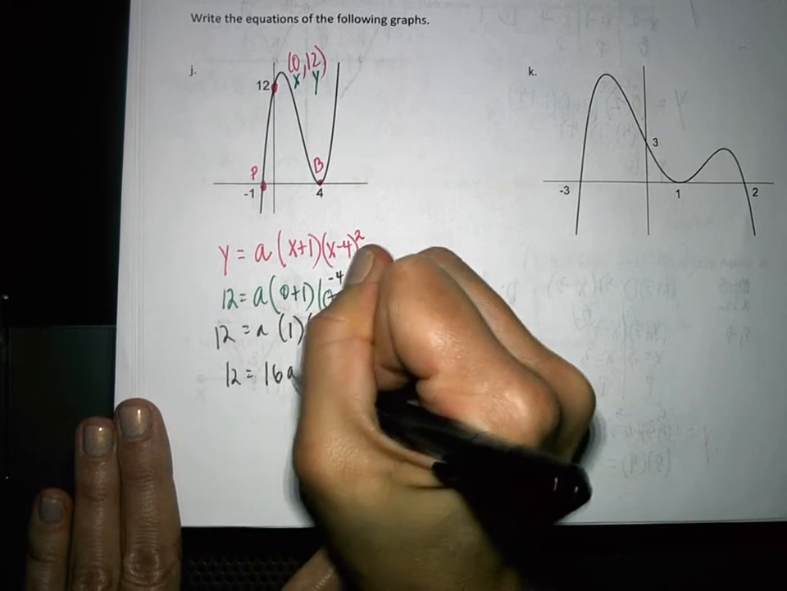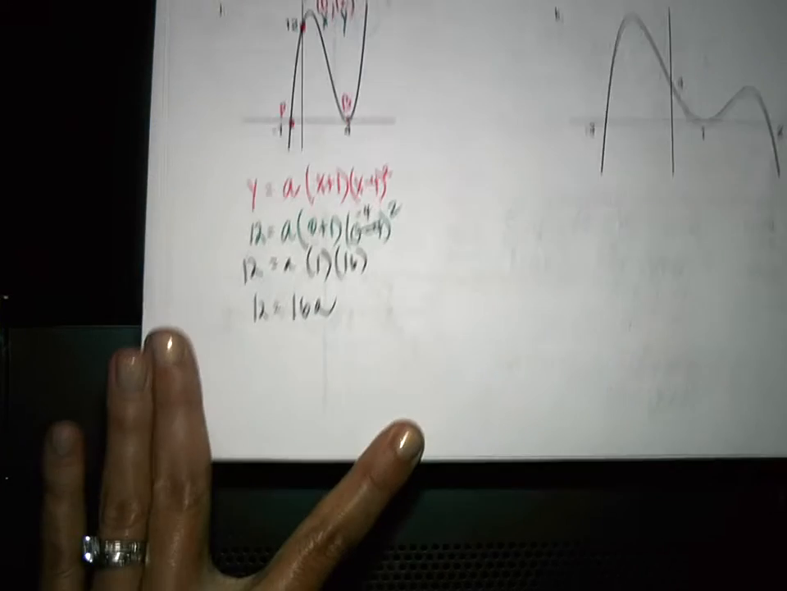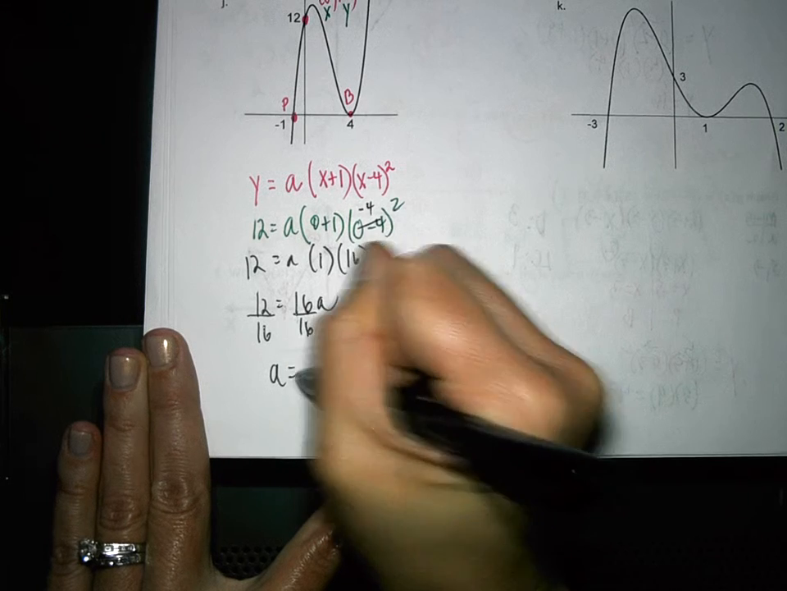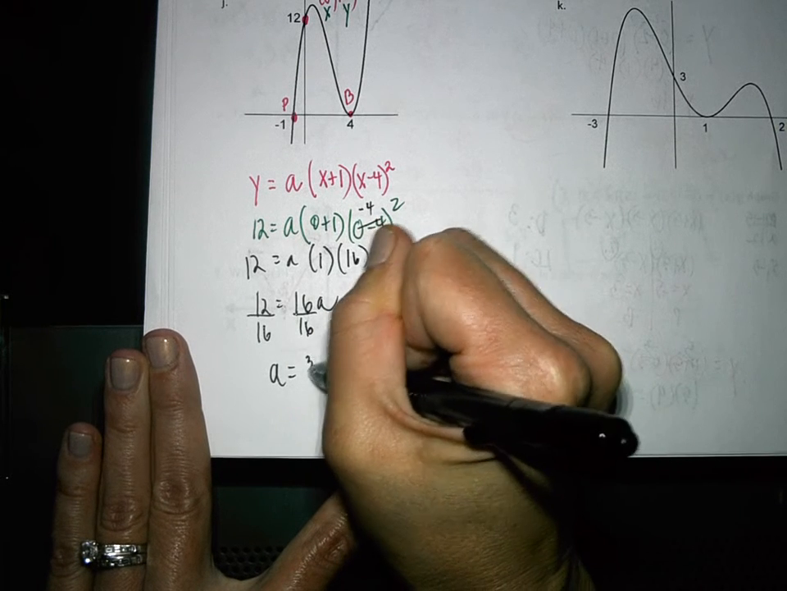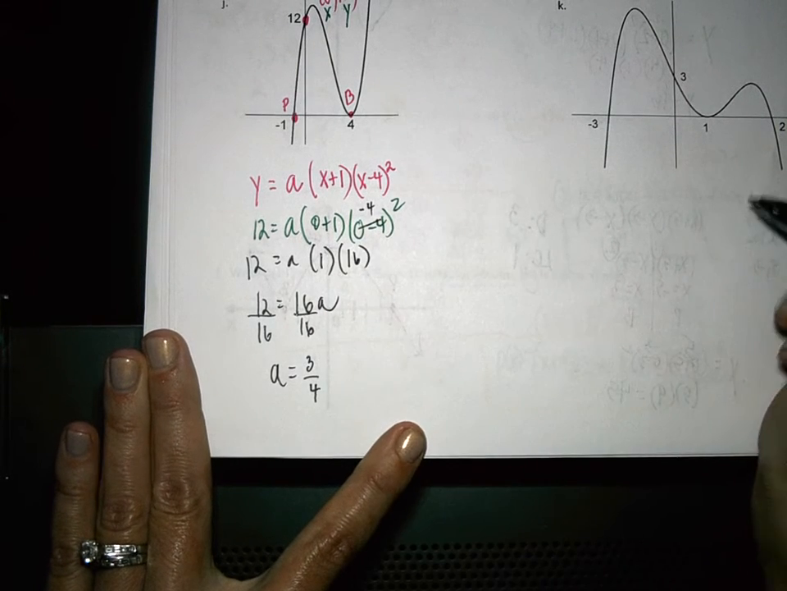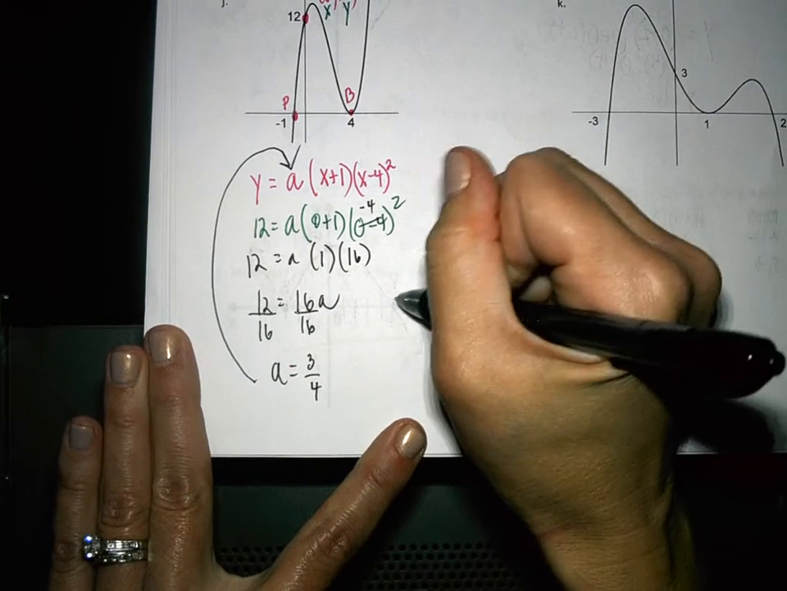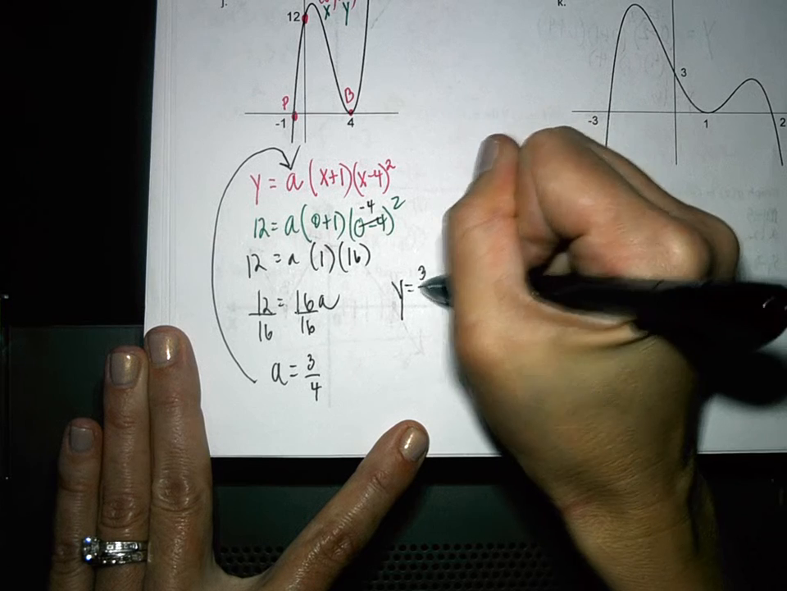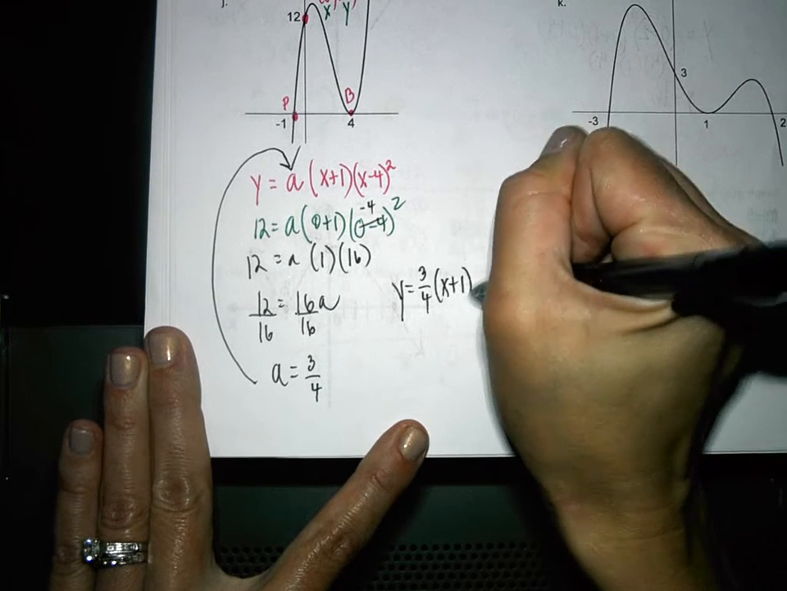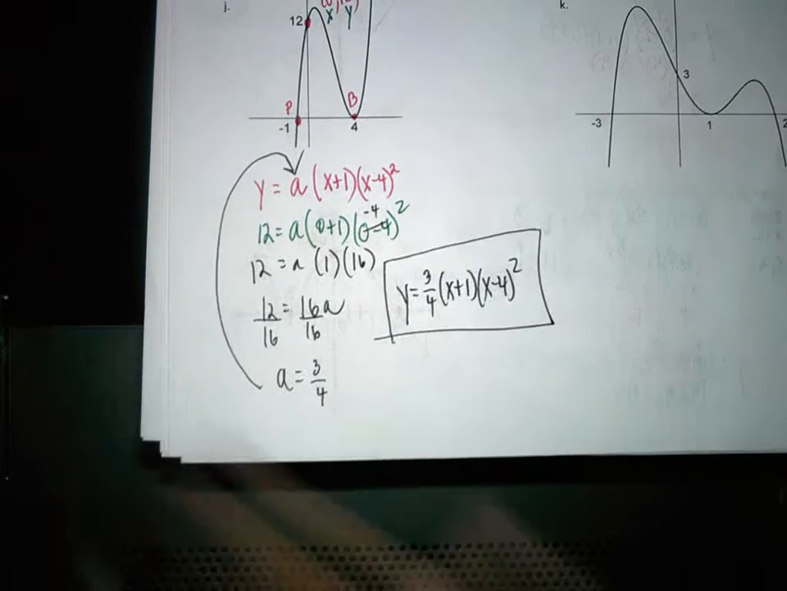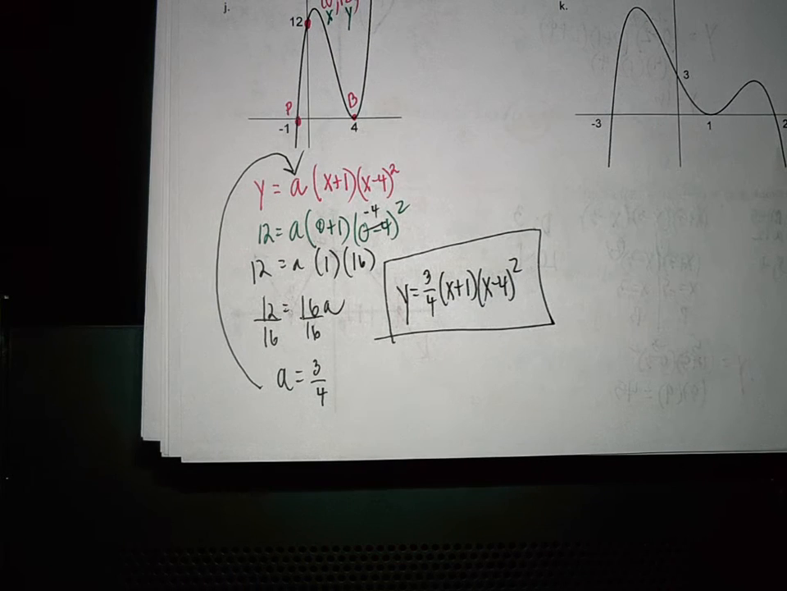And then what do we do? Divide by 16 to both sides. You simplify, and A equals 3/4. So all we do is take that, plug that back in for A. And so my actual equation is Y equals 3/4 times x plus 1 times x minus 4 squared. Perfect. Any questions?